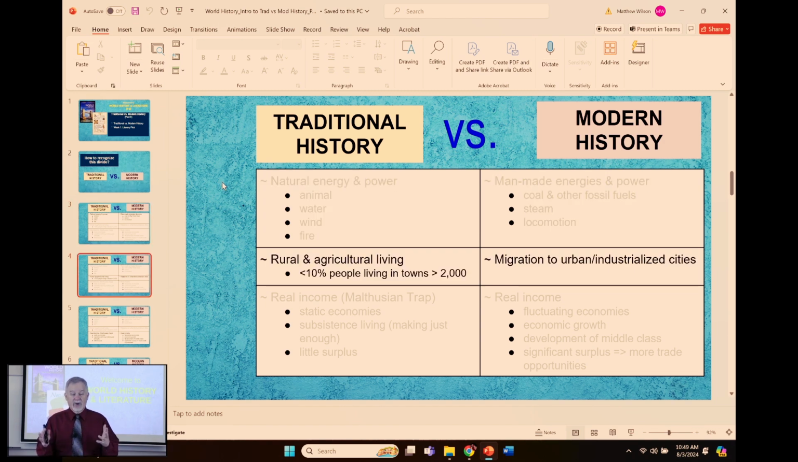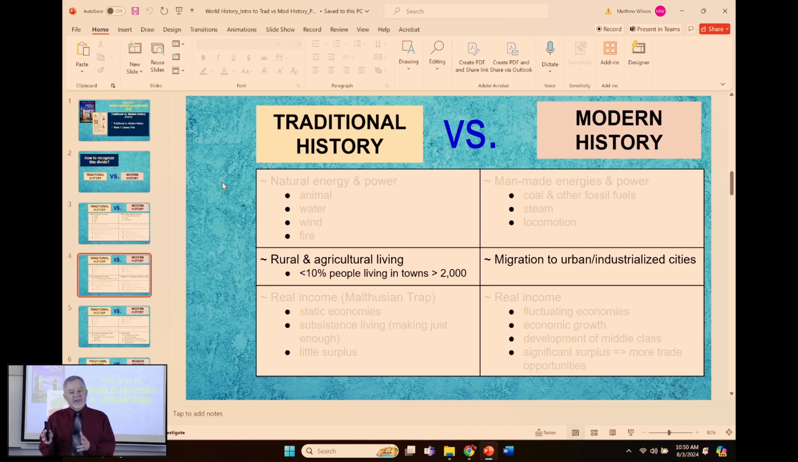This is just living. Where do people live? So rural and agricultural living was the traditional place that people lived. They were out in the outskirts. They're on farms. They're in little villages. In fact, less than 10% of the population lived in towns that were bigger than 2,000 people. So consider the millions and millions of people that were living, and less than 10% of those people were in a town, and even the town is not as big as our own little town here. That's traditional history. That's what had been going on for thousands of years.